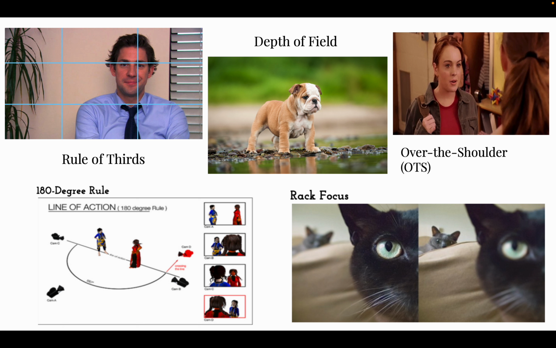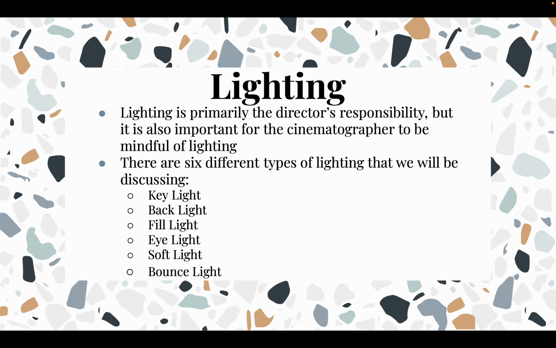And then we have the 180 rule, which is two assumptions essentially: that the action within a scene will always advance along a straight line and that the camera will remain consistently on one side of the action. If we were to move the camera across the 180 line, then you are disturbing how your audience is experiencing things. And then again, we have rack focus, which goes from one object or subject to the next.